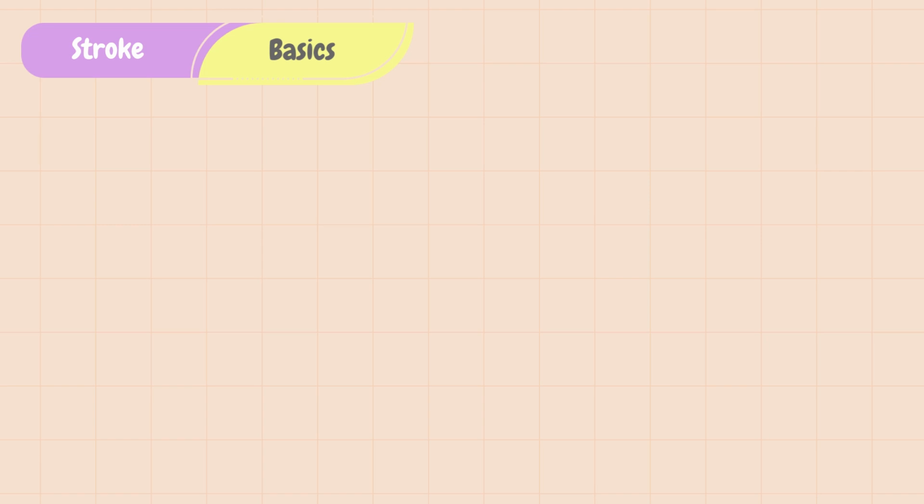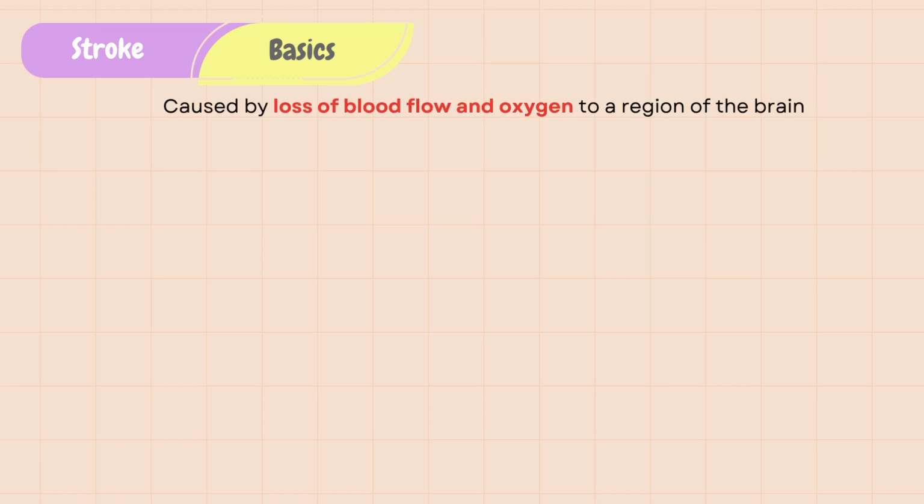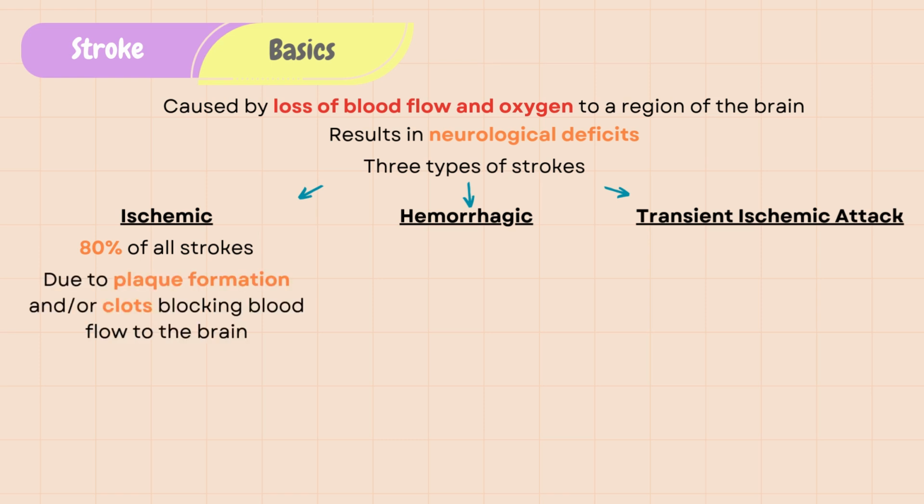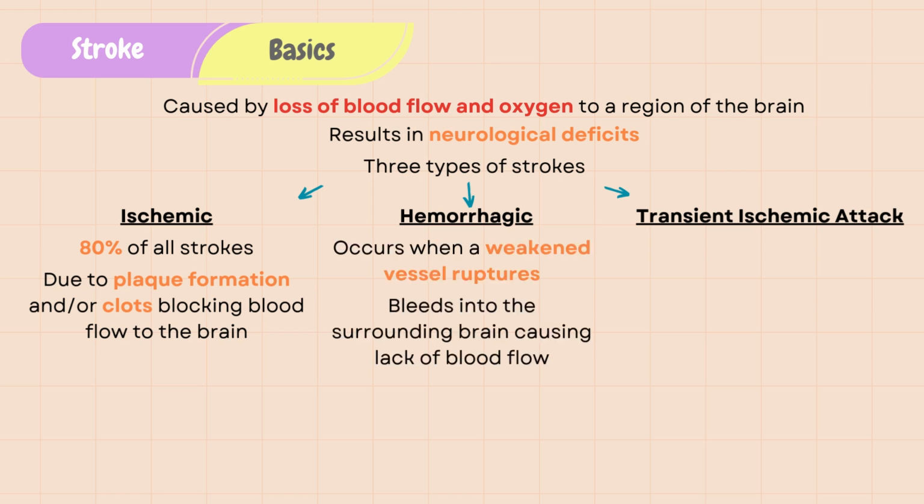Stroke, also known as a cerebrovascular accident, is caused by loss of blood flow and oxygen to a region of the brain, resulting in neurological deficits. There are mainly three types of stroke: ischemic, hemorrhagic, and transient ischemic attack. Ischemic stroke accounts for about 80% of all strokes and is caused by plaque formation and/or clots blocking blood flow to the brain. Hemorrhagic stroke occurs when a weakened vessel ruptures and bleeds into the surrounding brain, causing lack of blood flow. I will go over these two types in more detail in separate videos.